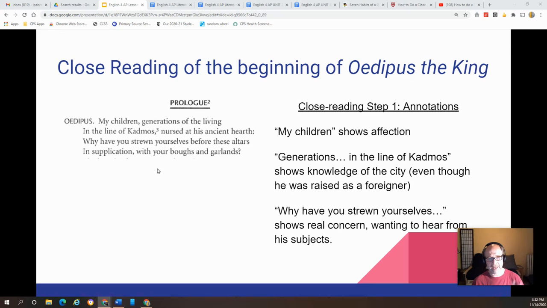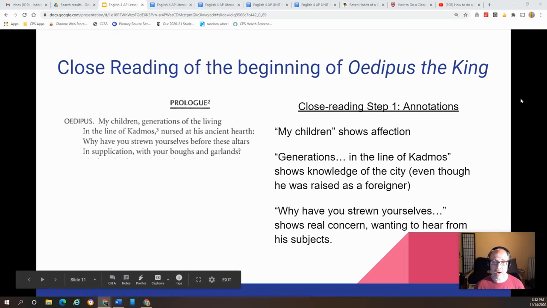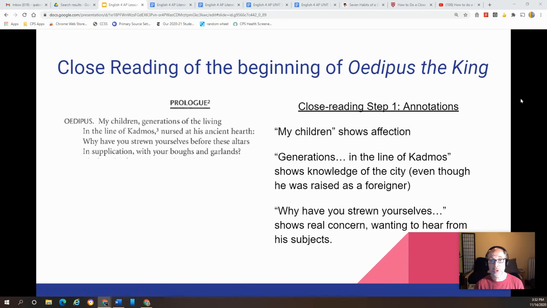So here, side by side, I've placed the prologue, the same lines I had on the previous slide, and my annotations. So the annotations are really important. They are my thinking process written down, and they include 2 parts. My annotations include the quotes, the specific words, the textual evidence, and my commentary on it. So my children shows affection. Now my children is in there, I just took those words out, but the word affection is not there. That is my commentary or my interpretation. Why did I choose those? What does that show about Oedipus' character?